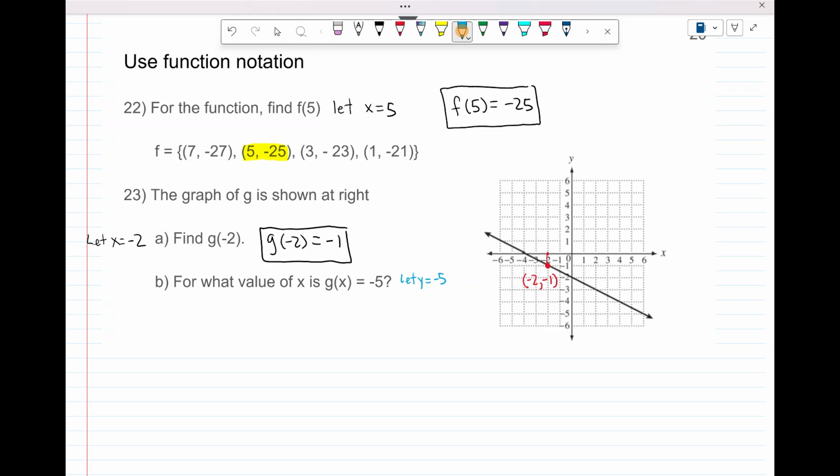So if y is equal to negative 5, I'm going to go to negative 5 on the y-axis. And here I'm going to draw my line straight to the right until it hits my graph. And then we can see that the point positive 6, negative 5 is on the graph of my function. This means that g of 6 is equal to negative 5.